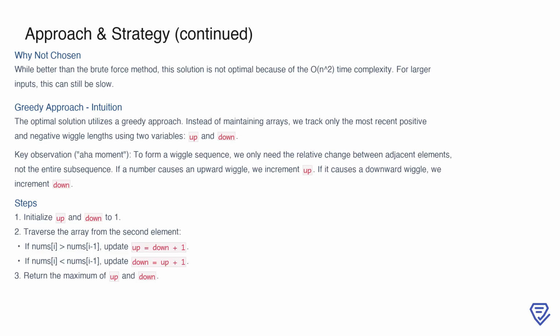This simplifies the process. As we traverse the array, if nums[i] is greater than nums[i-1], we know it's an upward wiggle, so we increment up by setting it to down plus 1. If nums[i] is less than nums[i-1], we increment down by setting it to up plus 1. At the end of the traversal, the result is simply the maximum of up and down. This approach eliminates the need for nested loops and extra storage, making it far more efficient.